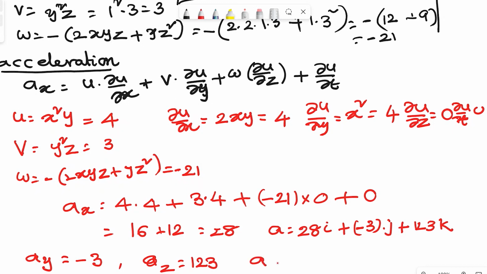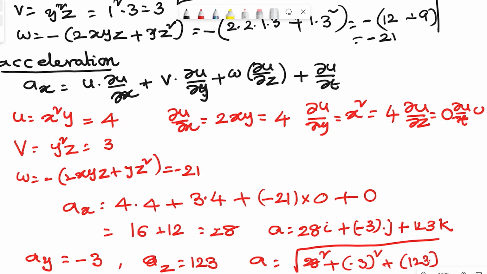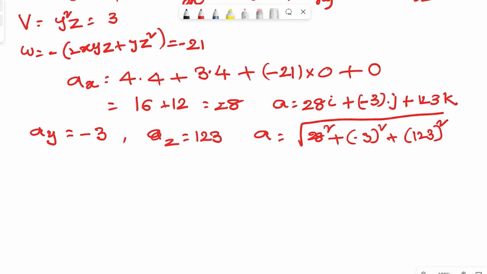So a is equal to square root of 28 square plus minus 3 whole square plus 123 whole square. If you calculate that, we are going to get the answer as a is equal to 126.18. So this is the next answer.